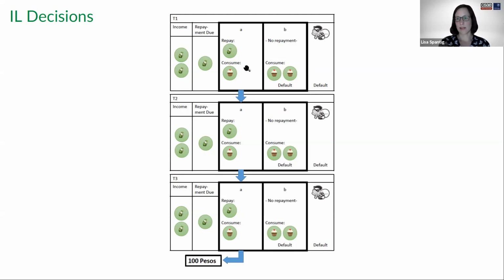And then 2 main strategies emerge. The first one is you always repay. You hope you're not facing a shock in one of the future periods, and you will receive the continuation value, which here is 100 peso, basically half a daily wage. Or you choose to default in all 3 periods. You accumulate double the consumption tokens, but you cannot avail the continuation value.